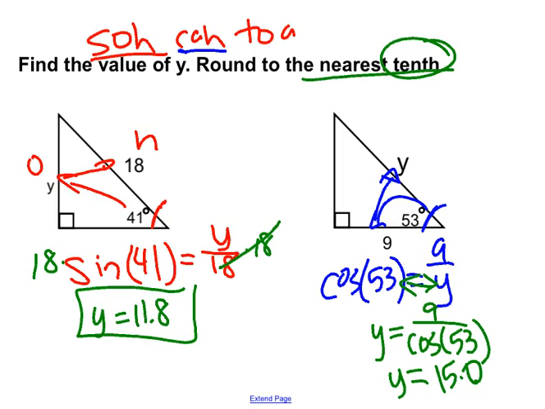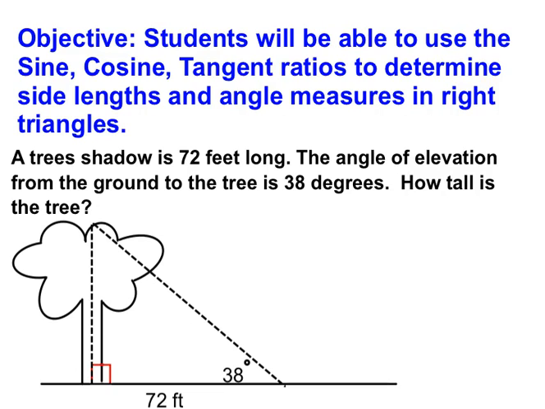Put that 0.0 so I know that you do know that it's the 10th and that value should be accounted for. All right, next page. You've seen this picture before, but now it's just modified a little bit for this problem. The objective on this page is that students will be able to use the sine, cosine, tangent ratios to determine side lengths and angle measures in right triangles.